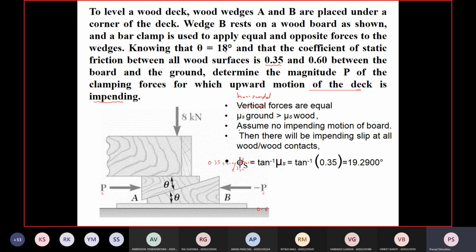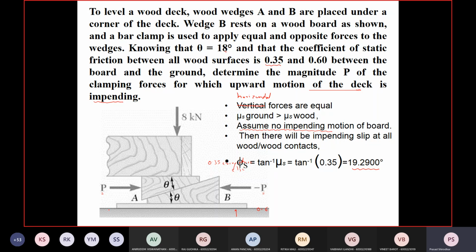Now, when you are solving that, you cannot assume impending motion of the board. Here, there is no impending motion. And then there will be slip at the wood and wood contact. So at all the wooden surfaces you have to assume the impending motion. Mu static is tan inverse of 0.35, and that is equal to 19.29 degrees. Now let's solve this by drawing the free body diagram one by one.